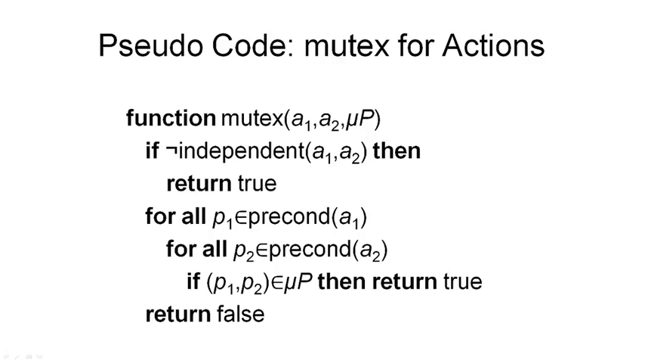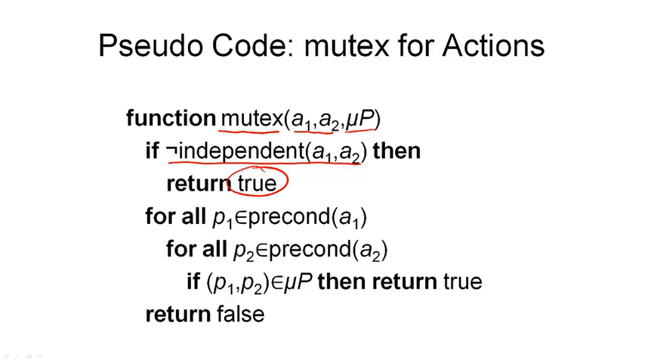And again, for those of you who prefer an algorithm to a definition, here comes an algorithm in pseudocode defining the function mutex for a given pair of actions and the set of mutex proposition pairs in the preceding proposition layer. And in this algorithm, we simply test what we've just defined, namely, the first thing we do is we test whether the two actions are not independent. So if these two actions are dependent, then they're also mutex, which means we return true.